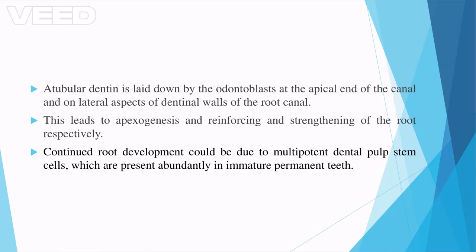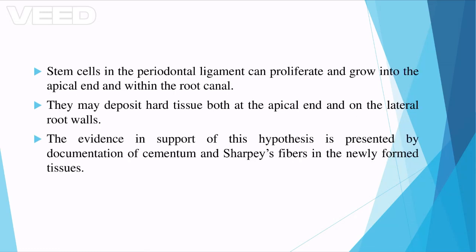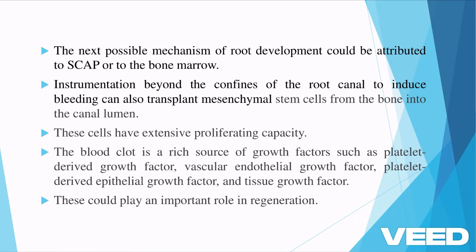Continued root development could be due to the multipotent dental pulp stem cells, which are present abundantly in immature permanent teeth. Stem cells in the periodontal ligament can proliferate and grow into the apical end and within the root canals. They may deposit hard tissues both at the apical end and at the lateral root walls. The evidence in support of this hypothesis was presented by documentation of cementum and Sharpey's fibers in the newly formed tissue. The next possible mechanism of root development could be attributed to SCAP or to the bone marrow.